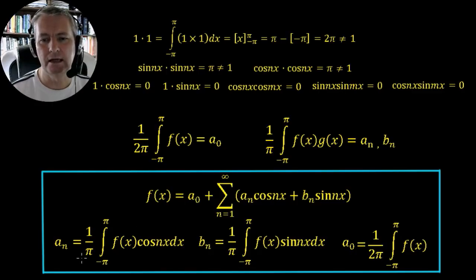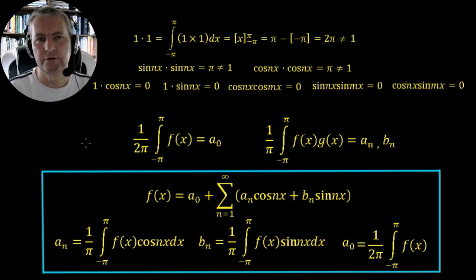In order to get the an, the dot product with our function f of x is the integral from minus pi to pi of 1 upon pi times cos nx dx, and our dot product to find the bn is 1 upon pi, the integral from minus pi to pi of the sin nx dx. And again, the dot product to find the a0 is the integral from minus pi to pi of 1 upon 2 pi times the value of 1.